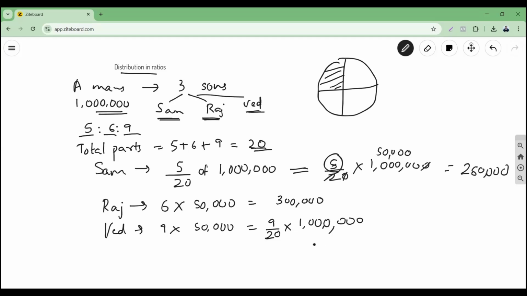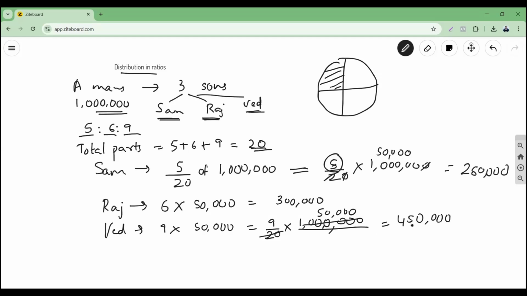Both the ways are going to be the same, because whenever you divide this 1 million by this 20, you're going to get 50,000. It's the same thing, right? And he is going to get 450,000 rupees or dollars, whatever he's going to get.